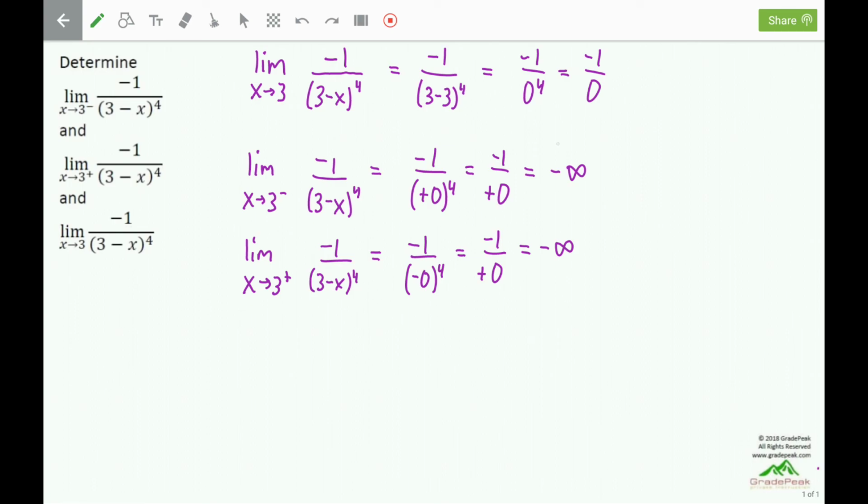The two-sided limit depends on the results of the two one-sided limits. They match. Therefore, the two-sided limit is also negative infinity. And there are the results of the three different limits.